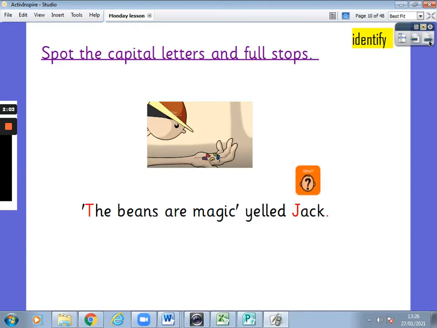That's right. Capital T for the is at the beginning of our sentence. Capital J for Jack is a who, is a name, is the boy's name. And the full stop after Jack is the end of our sentence. Let's have one more try.